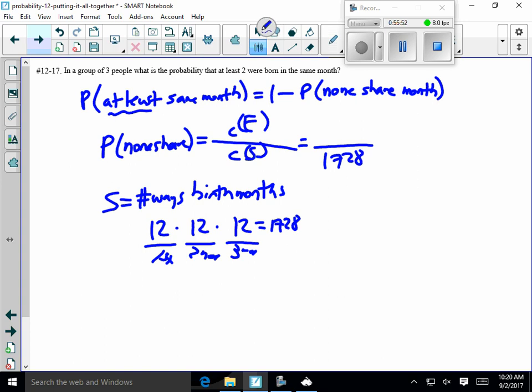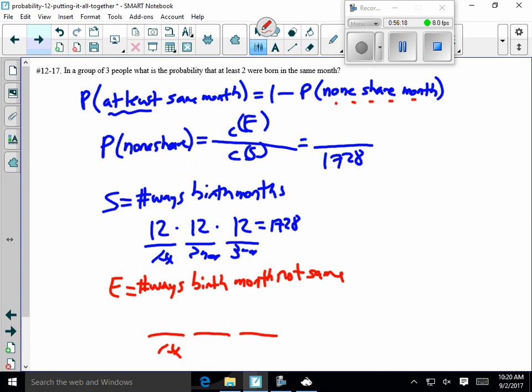Okay, now on the top, I have to define the event. So the event is going to be specifically the number of ways that we can have birth months if the thing we're trying to find is true, that none of them share the same month. So maybe I could say it as birth months not the same. So I'm going to use that same strategy, multiplication principle with boxes, a box for the number of months for the first person, the second person, and the third person.